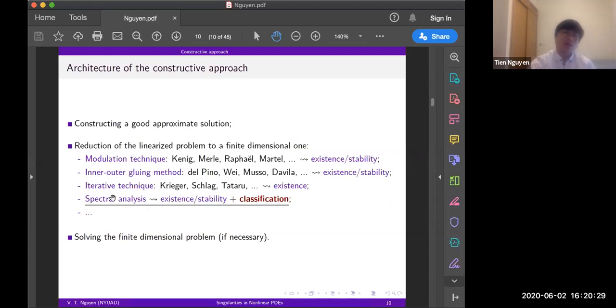And today I will rely on this technique to construct a blow-up solution for three particular examples, with some additional steps like solving the finite dimensional problem if we need.